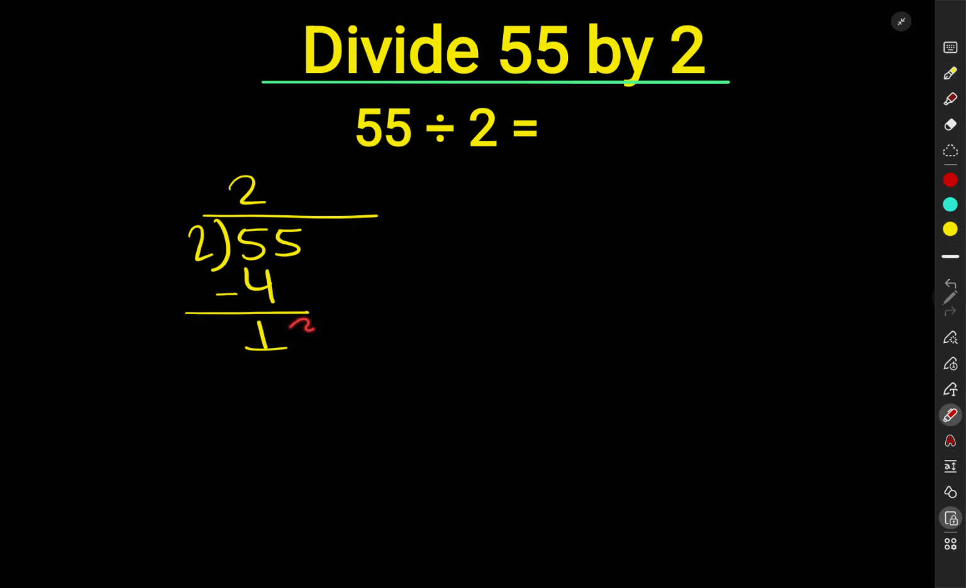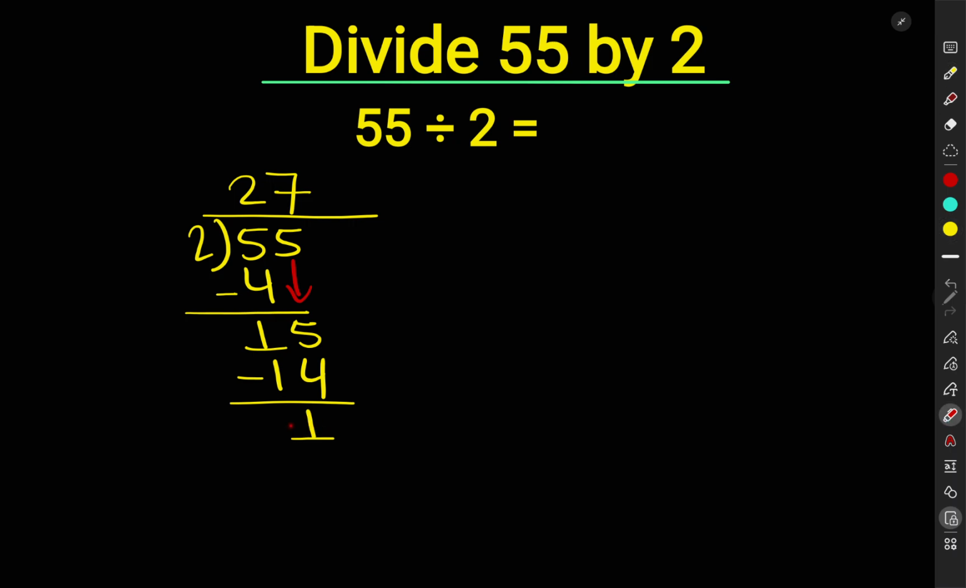So now this 1 is less than 2. So we put down the number beside this, 5. So now it became 15. So 2 times 7 means 14. On subtracting we get 1.